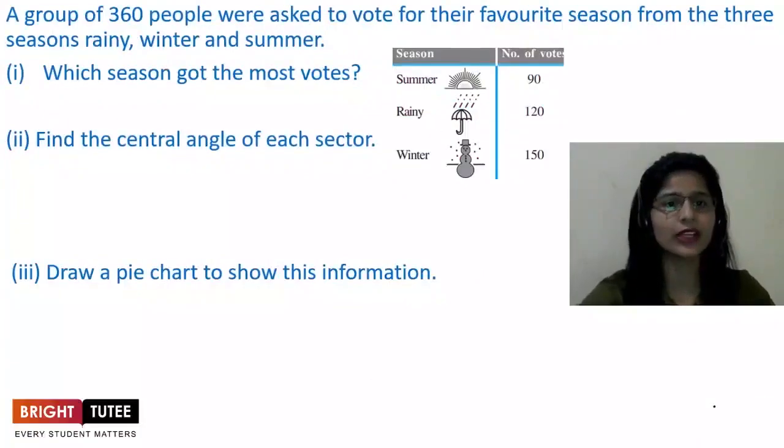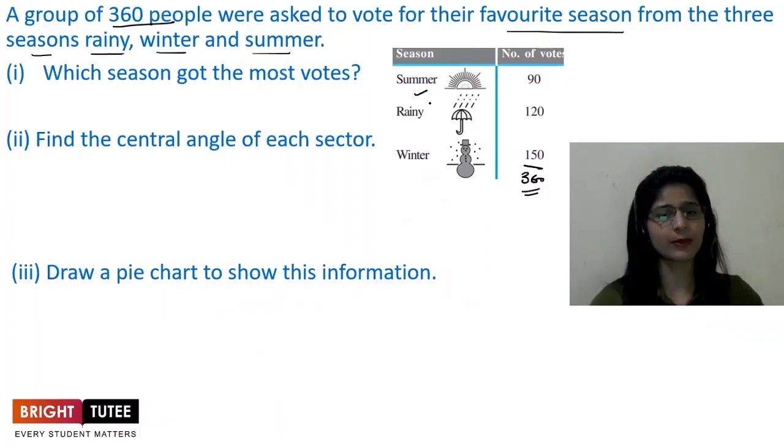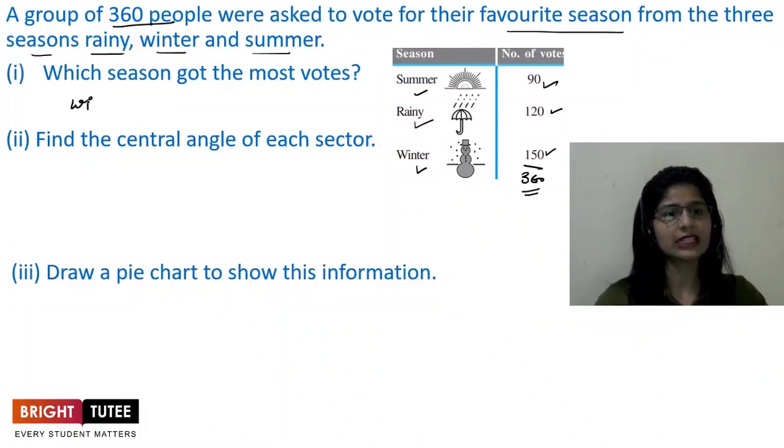Let us go to the next one. Here is the question given. They are asking, a group of 360 people. So the total is 360 people, from the first statement itself. 360 people were asked to vote for their favorite season from the 3 seasons: rainy, winter and summer. So summer season, rainy season and winter season. These are the 3 seasons, and the number of votes is 90, 120 and 150. They're asking which season got the most votes? The most votes are given to winter season because it is 150. So the answer is winter season.